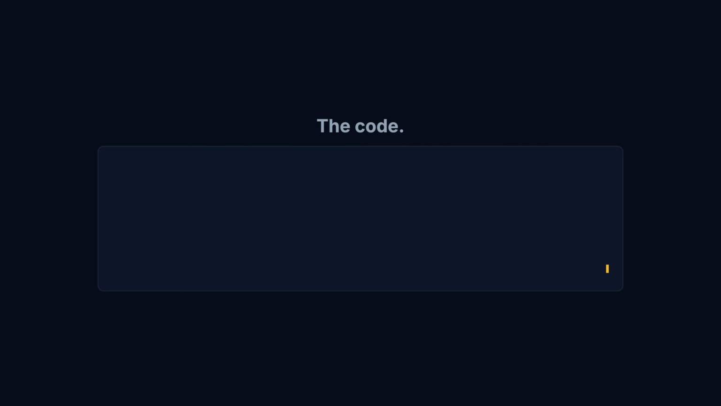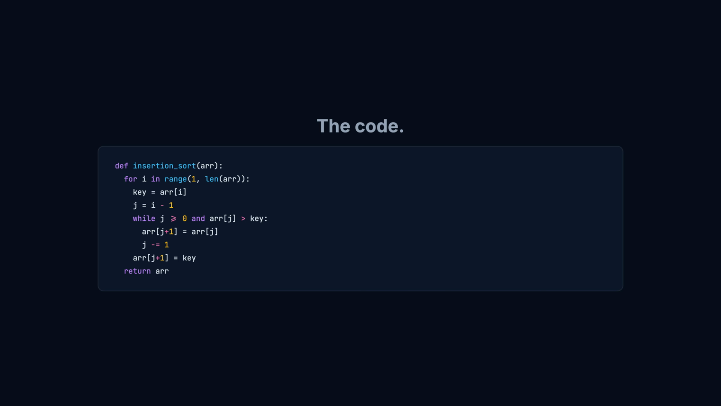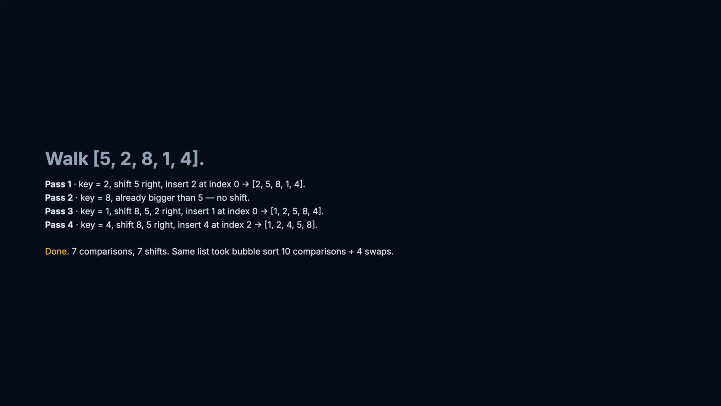Insertion sort in 8 lines of Python. Define a function that takes a list. Outer loop for i from 1 up to n. Store the current element in a variable called key. Inner loop walks j from i minus 1 leftward while j is at least 0 and a at j is greater than key. Shift a at j 1 position to the right. Decrement j. After the inner loop ends, place key at position j plus 1. Return the sorted list. Same list we used for bubble and selection.